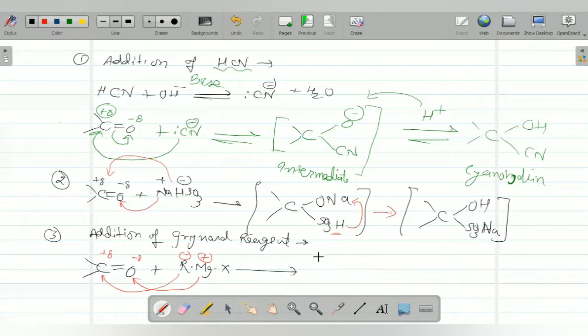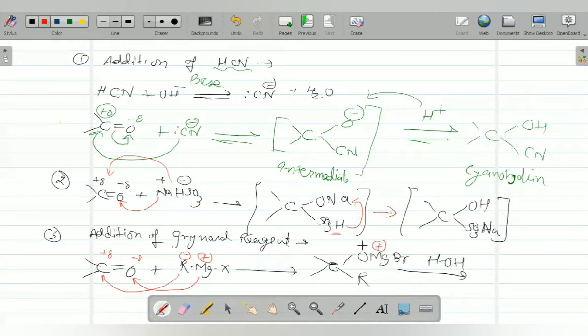Now what is the product? The product will be: carbon gets R, and oxygen gets MgBr, right? And then in step 2, we have to hydrolyze this with H and OH. Now how does hydrolysis take place?